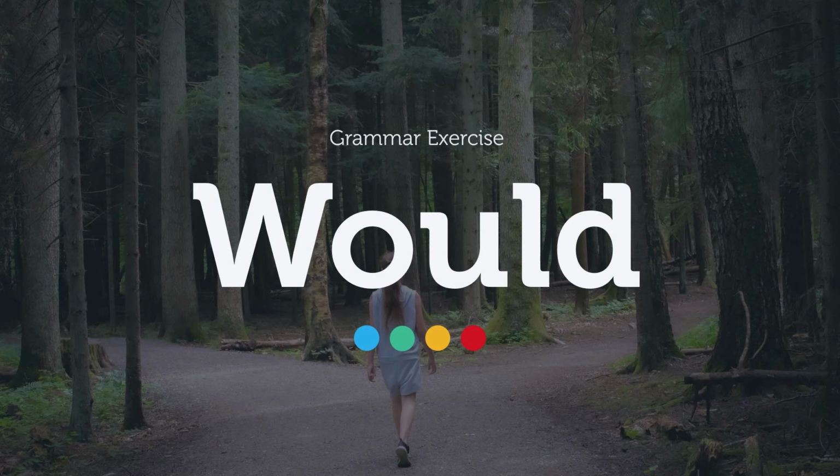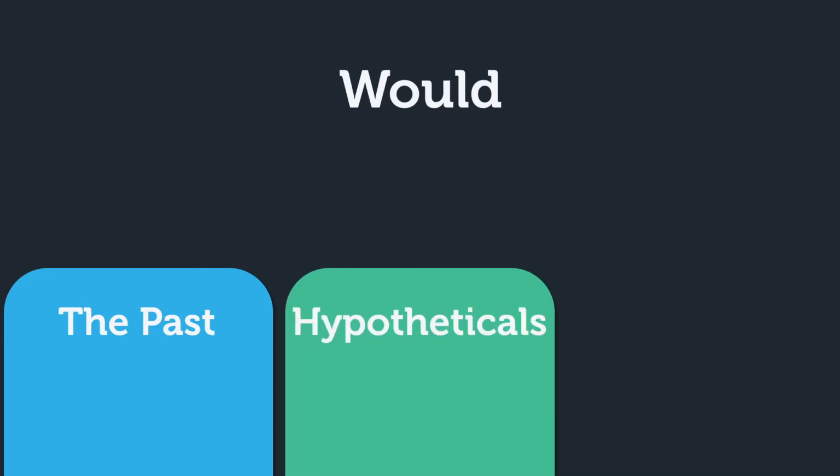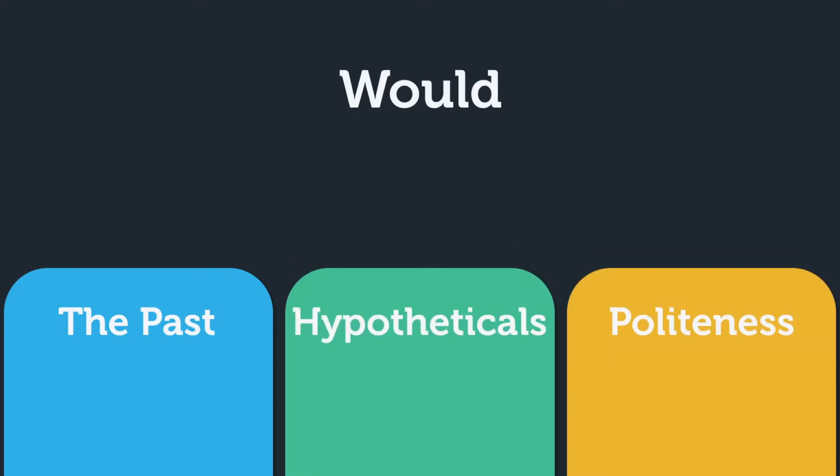The word would has a lot of uses in English and can be difficult to master. To make things easier, let's say there are three major categories: using would to talk about the past, using would in a hypothetical or conditional situation, or using would to be more polite. Now, as with most things in English, there's a few exceptions that don't fit perfectly into these categories, so we'll call them miscellaneous for now and look at them in a little bit.